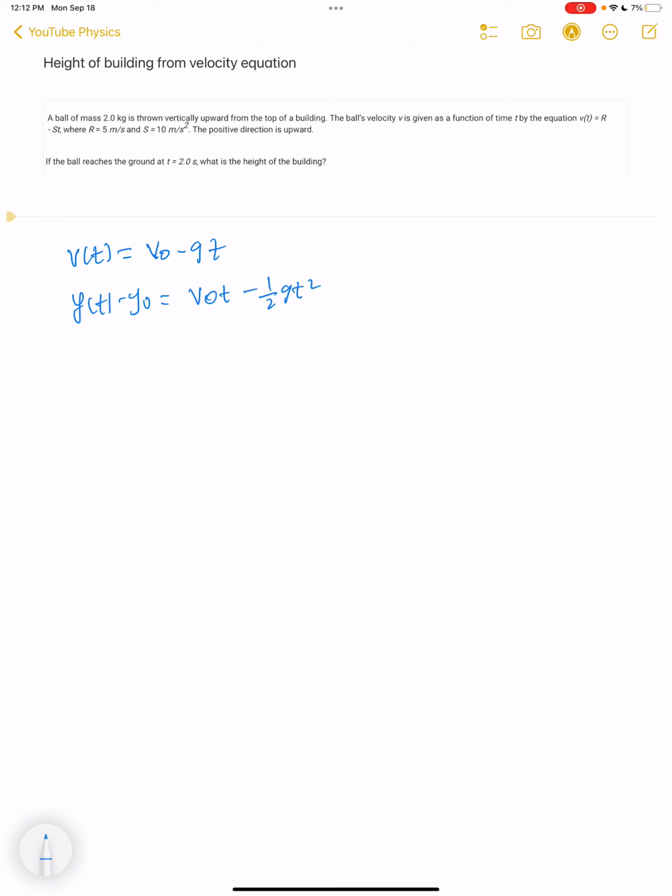squared, right? So for this case, however, we're given the expression for the velocity as a function of time, which is r minus st, right? So this is very similar to this here. So the value of r is 5, and then s is minus 10, and t. So this is in meters per second. So really here we're talking about gravity and initial velocity, right?